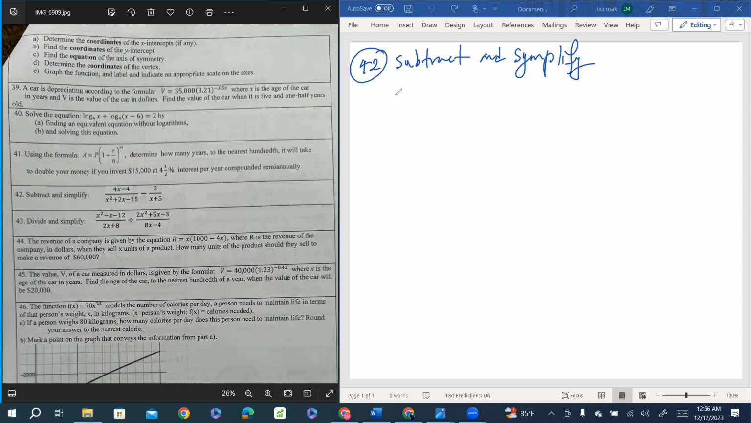For 42 we have to subtract and simplify. Okay, so we have 4x minus 4 divided by x squared plus 2x minus 15, subtract 3 divided by x plus 5. Now, first we can factor: two things that multiply to -15 and add to 2. So it's going to be x plus 5 times x minus 3. Let me check. 5 times -3 is -15. 5 plus -3 is 2. That's correct.